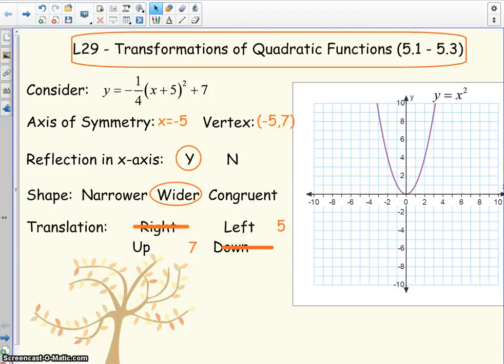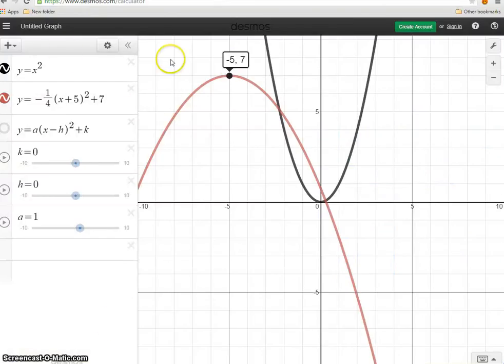Okay, so let's take a look at this actual graph here. Here in black I have y equals x squared, and in red I've graphed our new equation, negative 1 over 4 (x plus 5) all squared plus 7. You can see the vertex has moved left 5 and up 7, okay, so from 0, 0 to negative 5, 7. This one is wider than the original one, and it has been reflected across the x-axis because it is now opening down.